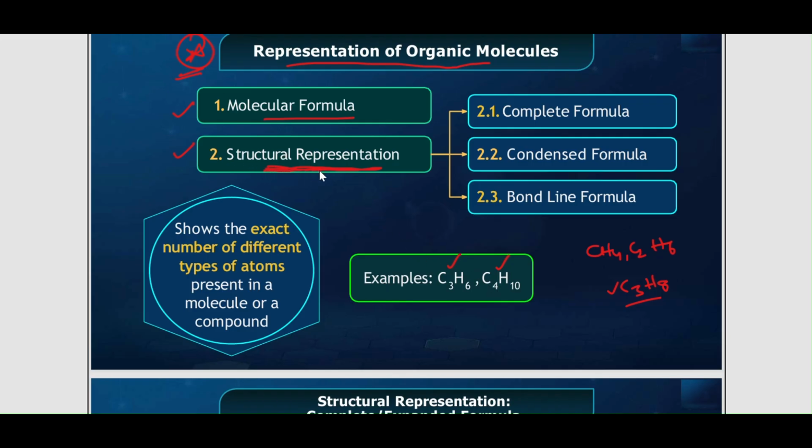And the second one is structural formula. This structural representation will be divided into three types: we can write it as complete formula, condensed formula, or bond line formula. Clear? Overall, this all represents the exact number of different types of atoms present in a molecule. That is called simply the molecular formula. Clear? So molecular formula is nothing but the total exact number of different types of atoms present in the given compound. That compound we can also indicate in three ways: complete, condensed, and bond line formula.